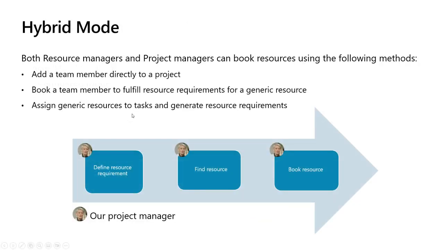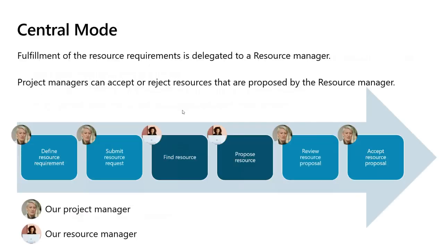At a high level, looking at hybrid mode, both project manager and resource manager can work together and find and book the right resources for a given project. In central mode, however, there is a clear separation between these 2 roles. Fulfillment of resource requirements is done by the resource manager, while the project manager has the task of defining the resource requirements, accepting or rejecting proposals that are made by the resource manager.